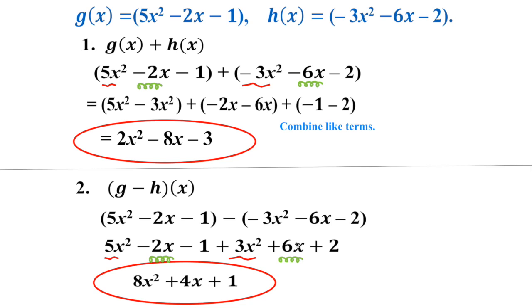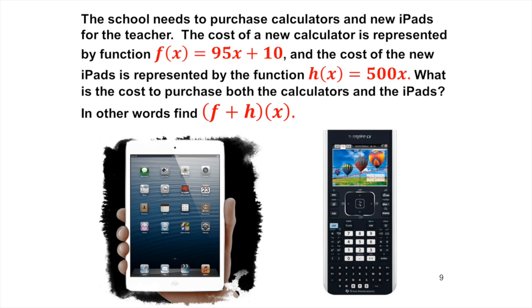like terms. Okay, so we're talking about real life here. The school has to purchase some calculators and some iPads. The cost of a new calculator is this, 95x plus 10. This would be like if it costs $95 per calculator plus $10 to ship it. So then the cost of a new iPad here, we're thinking $500 here depending on the size and the memory on it.